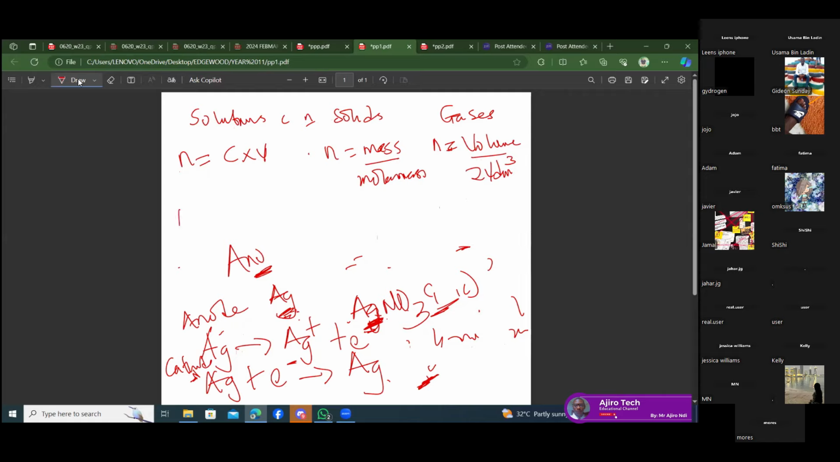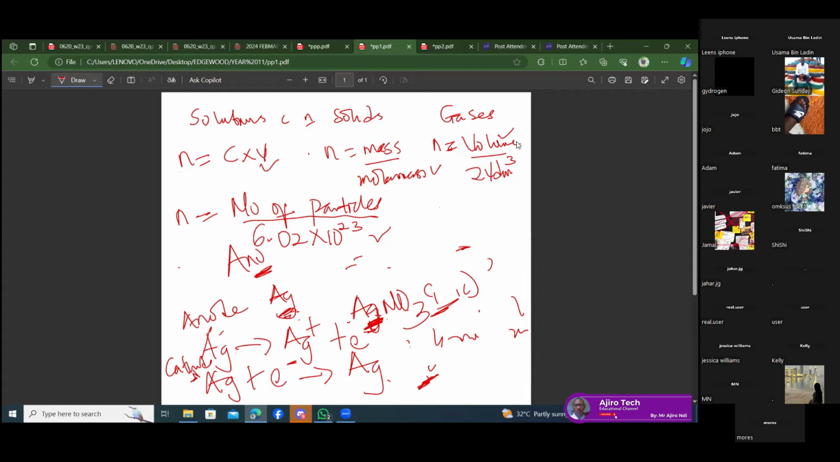Then if you're asked to find number of moles in terms of particles, there's going to be number of particles divided by 6.02 times 10 to the 23, which is Avogadro's constant. So these are the formulas you need to know for number of moles. You have to know, while we're talking about solutions, are we talking about solids? Are we talking about gases? Or are we talking about number of particles?